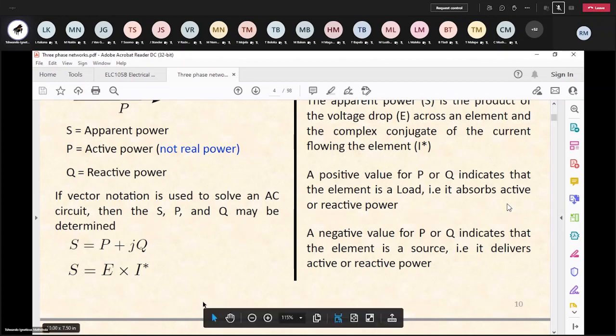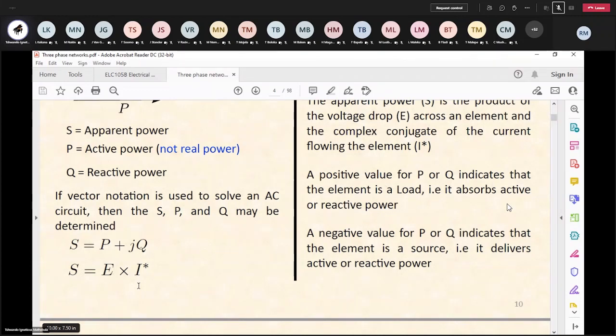Now, how would you calculate this apparent power when you have got two phasors? You calculate apparent power by saying the voltage multiplied by the complex conjugate of the current, not the voltage multiplied by the current.